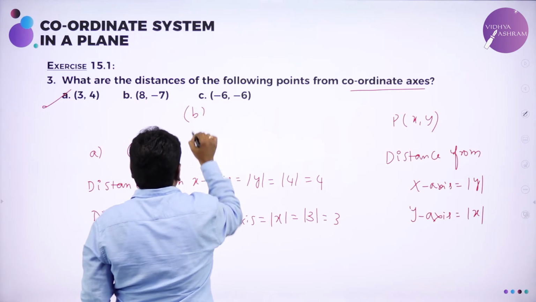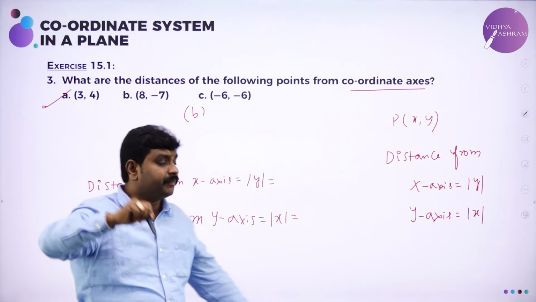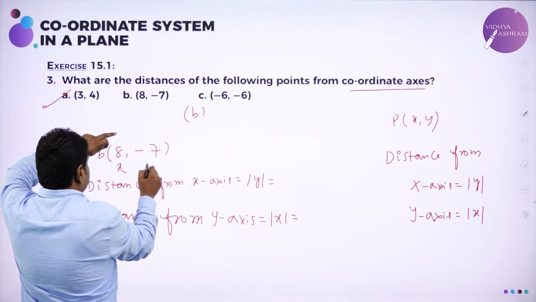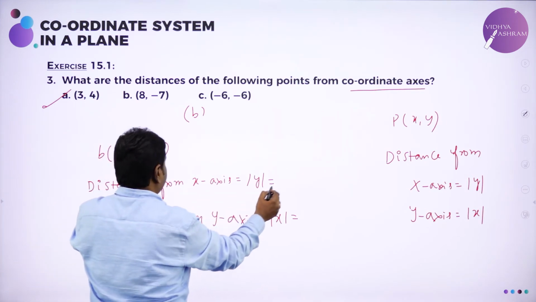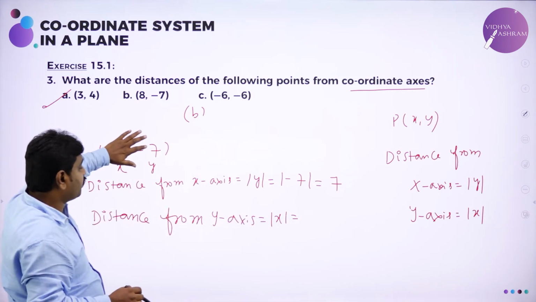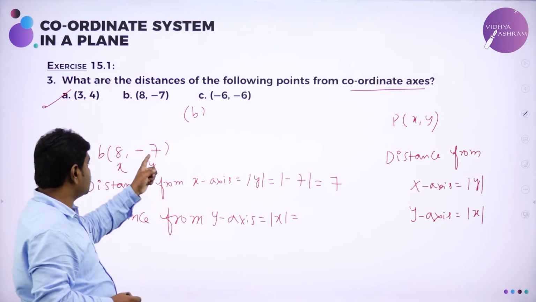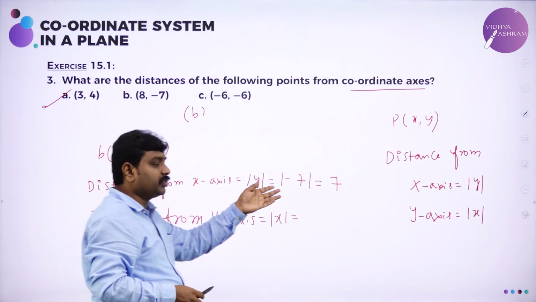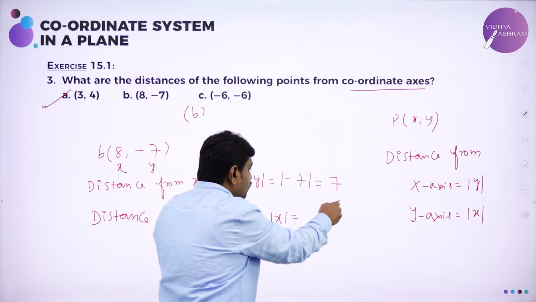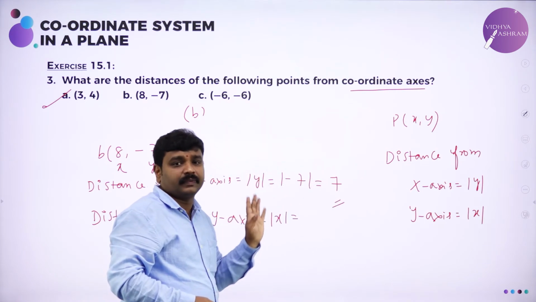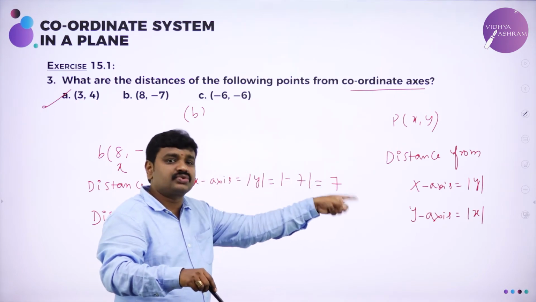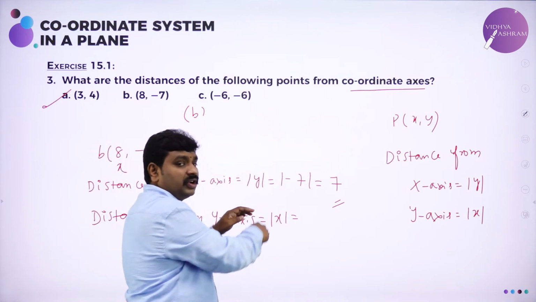For B, what is the point B they give? (8, -7). We read this as x, we read this as y. Distance from the x axis is mod y, means mod of -7. Mod of -7 is 7 units. X axis means you should take the second value, the y value. Modulus you should take because distance cannot be negative. So modulus means absolute value. So mod of -7 is 7. Modulus means if it is negative, it will make positive. If it is positive, it will be as it is. Mod 7 is also 7. Mod -7 is also positive 7. To convert negative to positive, we will use this modulus sign.